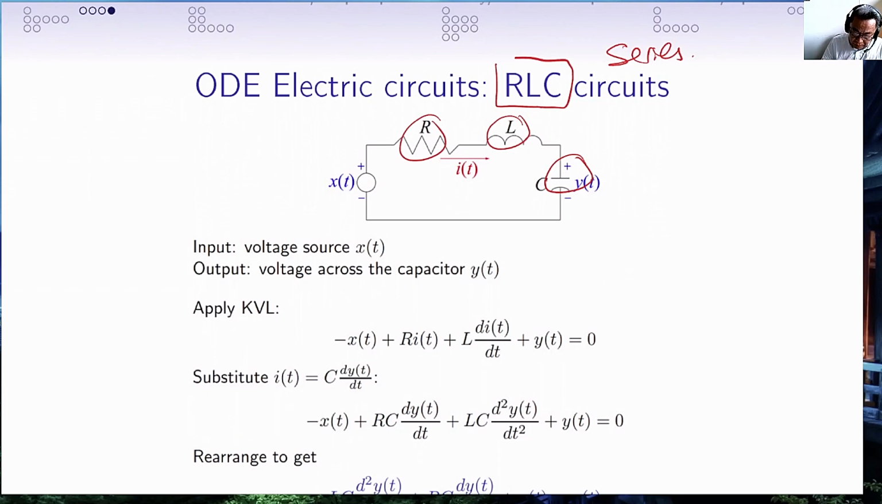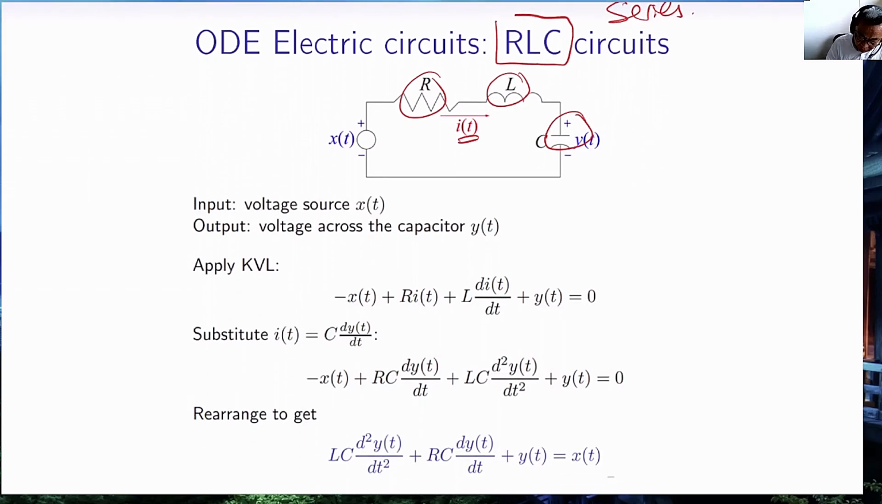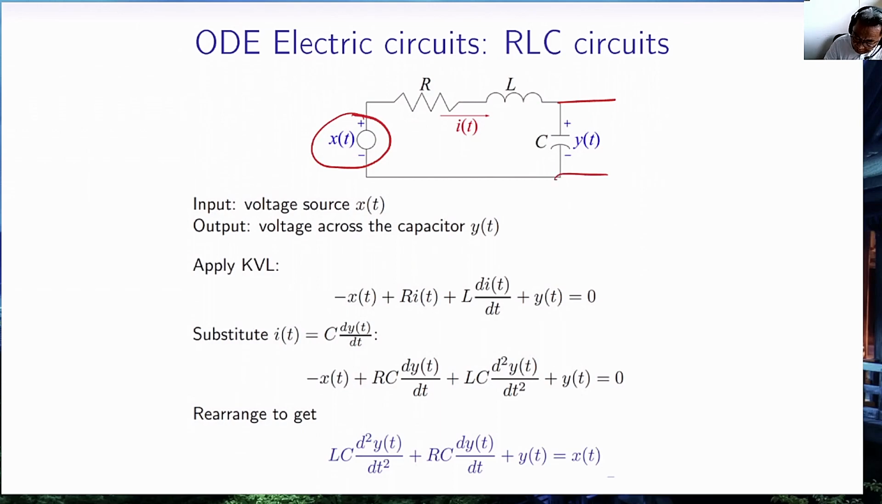Now again, in this particular case, the switch has been closed and the current is flowing across time. We want to study the problem where we are given x(t) and we want to find the voltage across the capacitor. So that's our goal: find y(t). y(t) is defined as the voltage across the capacitor.